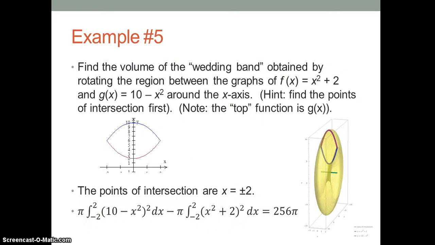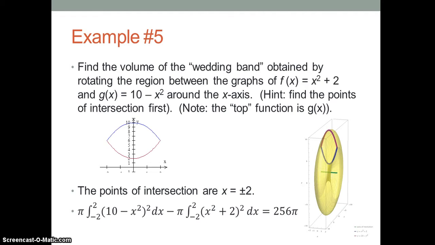A second example, example 5. Find the volume of the wedding band obtained by rotating the region between the graphs of f of x is equal to x squared plus 2 and g of x is equal to 10 minus x squared around the x-axis. In this case, we are not given any sort of limit, so what we need to do, just like with the areas, is find what intersection points enclose our region. We find those by finding the points of intersection.